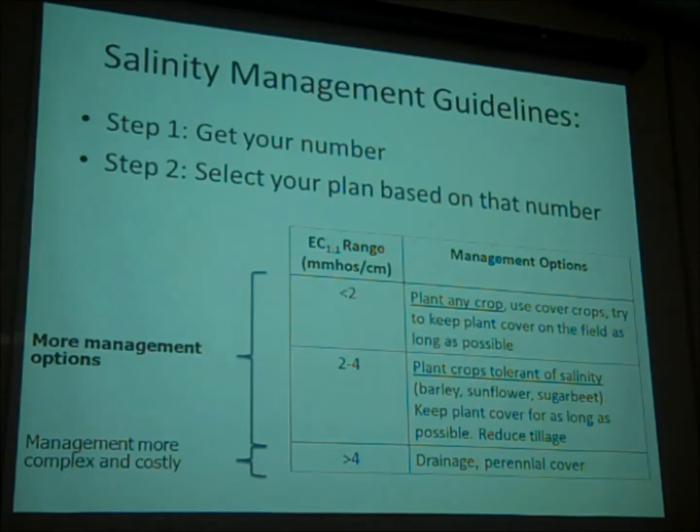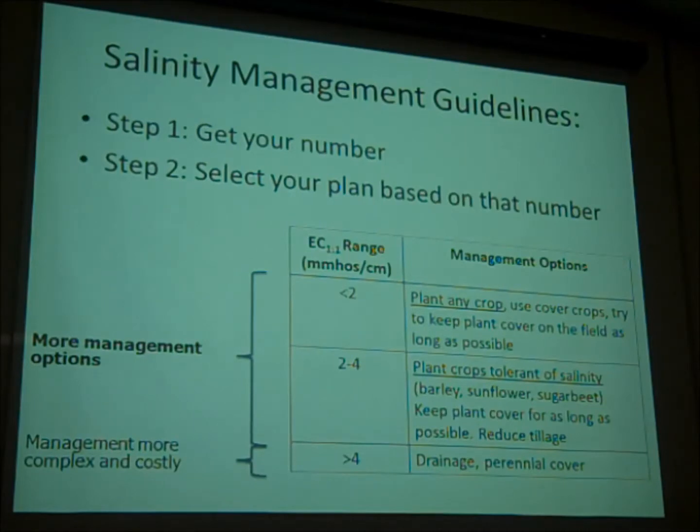If your EC is under 2, you're in good shape, but just be careful about excessive tillage. Ideally, it'd be nice to keep something growing there all year long, with the whole idea of keeping the water table down, and if water comes up, we like to have it go through plant roots instead of just coming up to the surface, evaporating, and leaving, guess what, behind?